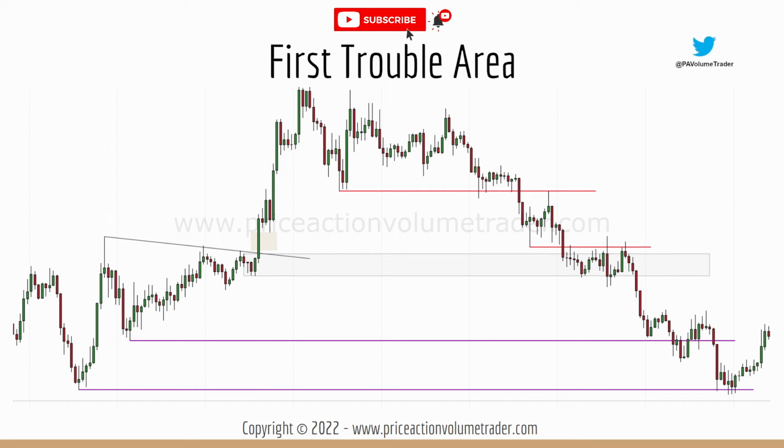So now if you enter on a pullback into this broken support, where's our next target in this case? Well, you just look to the left and you look either for clues of gaps or significant swing levels. And you can see here marked in purple, we have these two very obvious swing lows that we have not yet tested. So if we get short here, then obviously this will be our first trouble area.